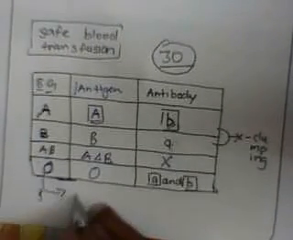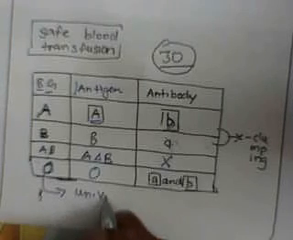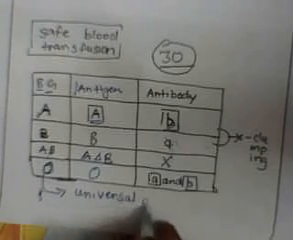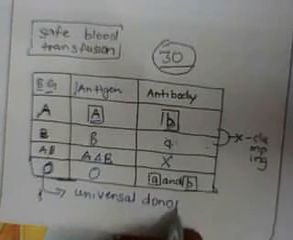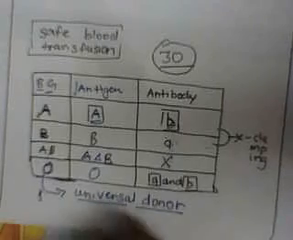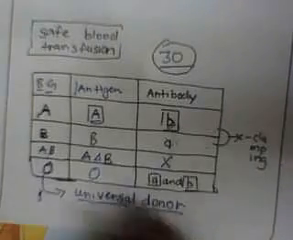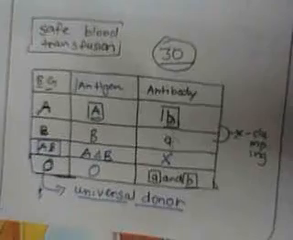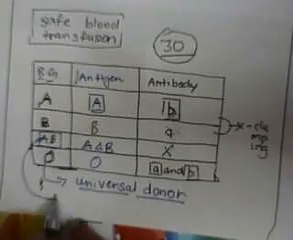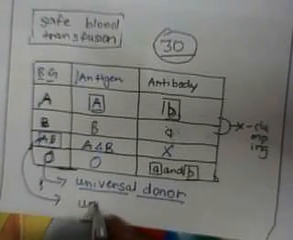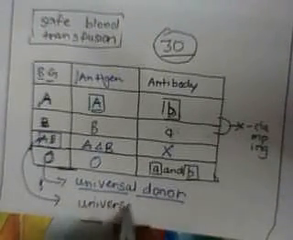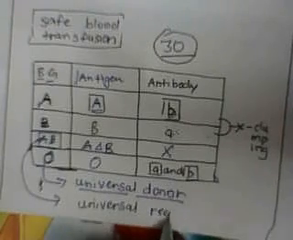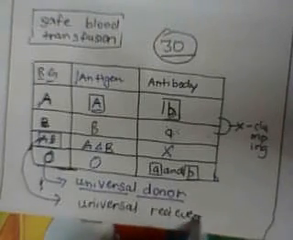So you must have heard of people saying that O is the universal donor, and AB is the universal receiver. So how is that possible? We'll discuss this now.